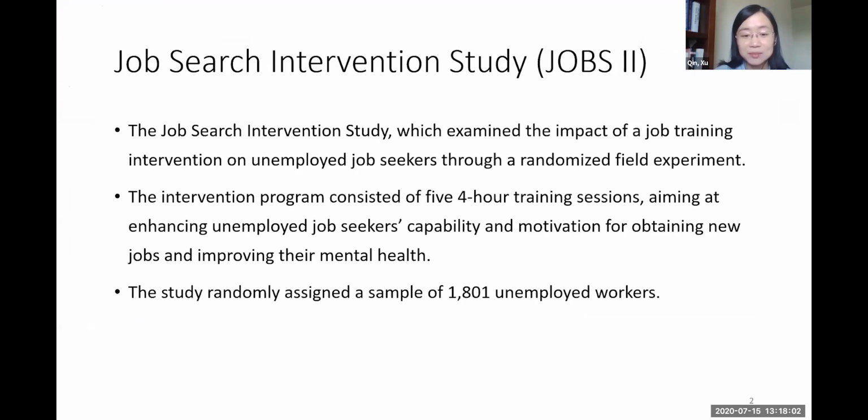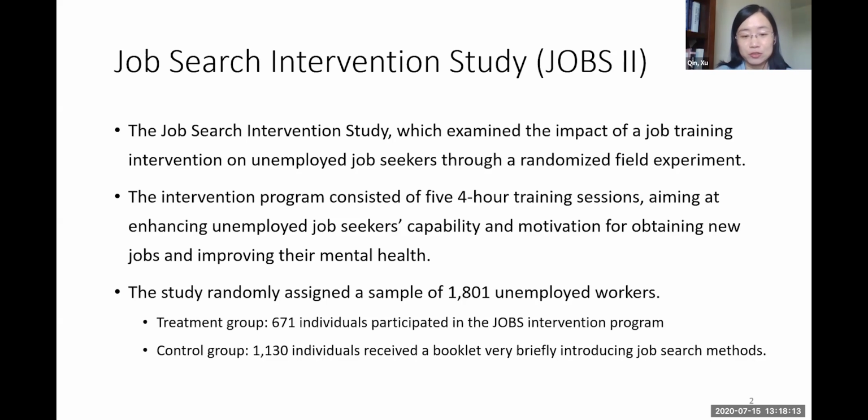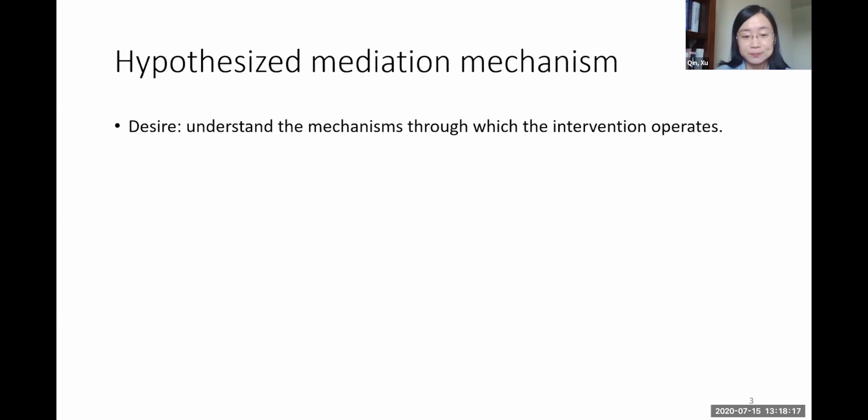The study randomly assigned a sample of almost 2,000 unemployed workers. The treatment group has almost 700 individuals, and the control group has over 1,000 individuals who received a booklet very briefly introducing job search methods. Our desire is to understand the mechanism through which the intervention operates.